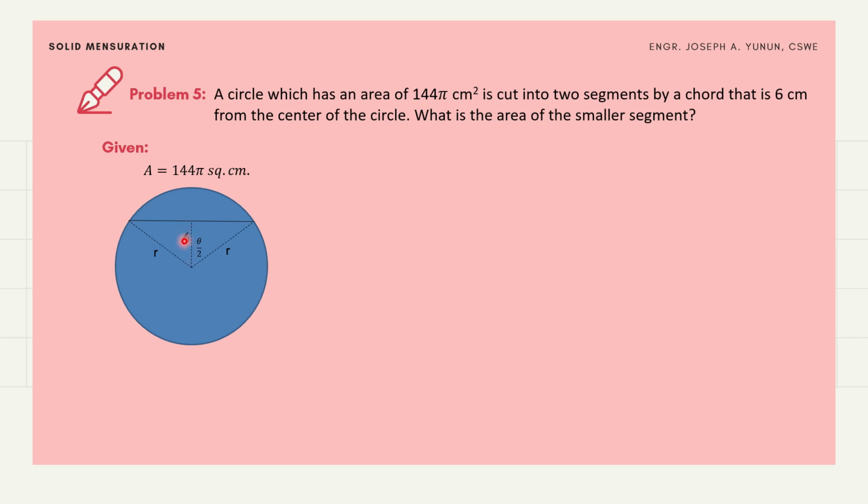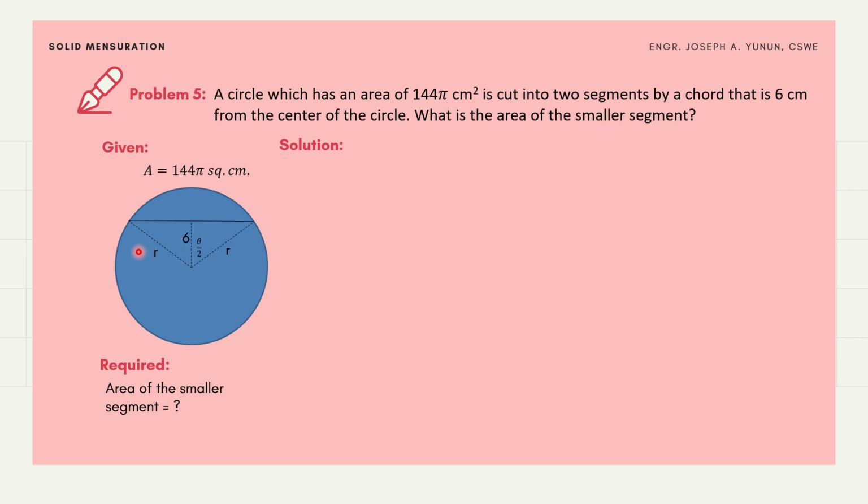So the 6 here now is from the center up to the chord, and theta all over 2 is this angle, okay? And the whole angle here is the central angle theta, so that is divided into two equal or congruent values. You get theta all over 2, okay? So the required is the area of the smaller segment, okay? So probably this area here above, the smaller segment. That's the area of the smaller segment.